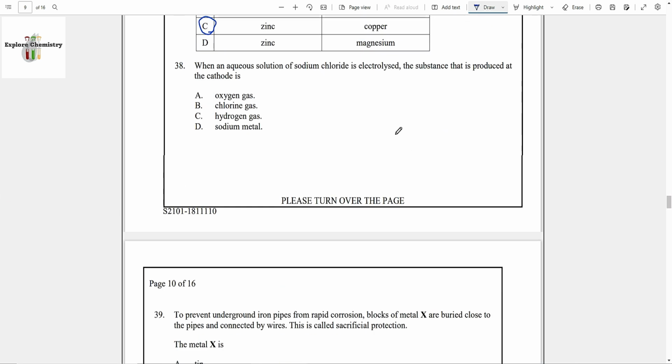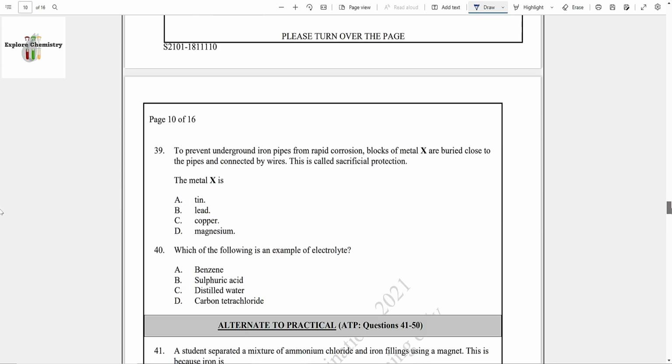Number 38. When an aqueous solution of sodium chloride is electrolyzed, the substance that is produced at the cathode is... An aqueous solution has water molecules and water ions also. The cathode is the negative terminal. Here positive ions will be deposited. These two positive ions will be present. Since hydrogen is less reactive than sodium, hydrogen will gain electrons. It is less reactive in losing electrons, but in gaining electrons it is more reactive, so hydrogen gas will form at the cathode.